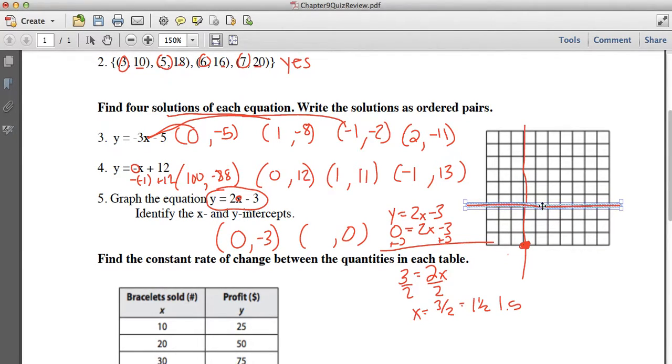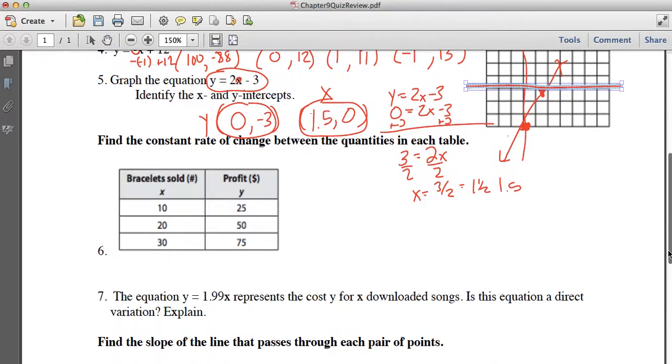It's not going to be very easy to do that with the tools that I have on here. So I'm going to have to draw it a little bit differently here. Lead up to it. That's where it's supposed to be, somewhere on the x-axis at 1.50. Okay, so my line looks something like that, and the x and y intercepts: 0, -3 is the y-intercept, and 1.50 is the x-intercept. For the next problem, it says to find the constant rate of change.